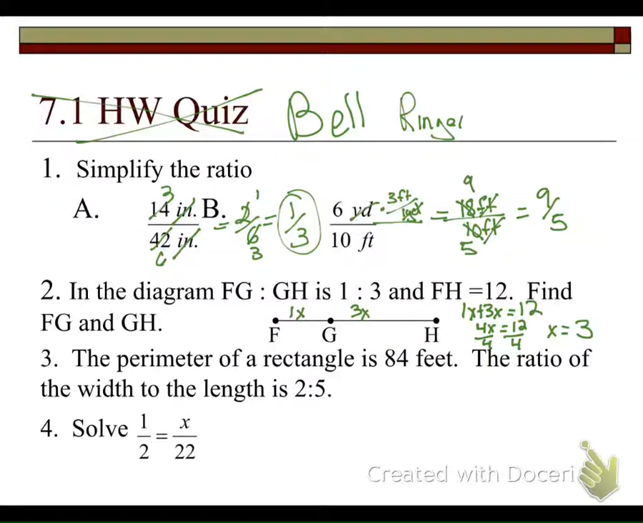I see that FG equals 1x. And we know my value of 1x is just going to be 1 times 3, which is 3. My second part is going to be GH. GH equals 3x, which is going to be 3 times 3, which equals 9. So our 2 lengths are going to be 3 and 9.